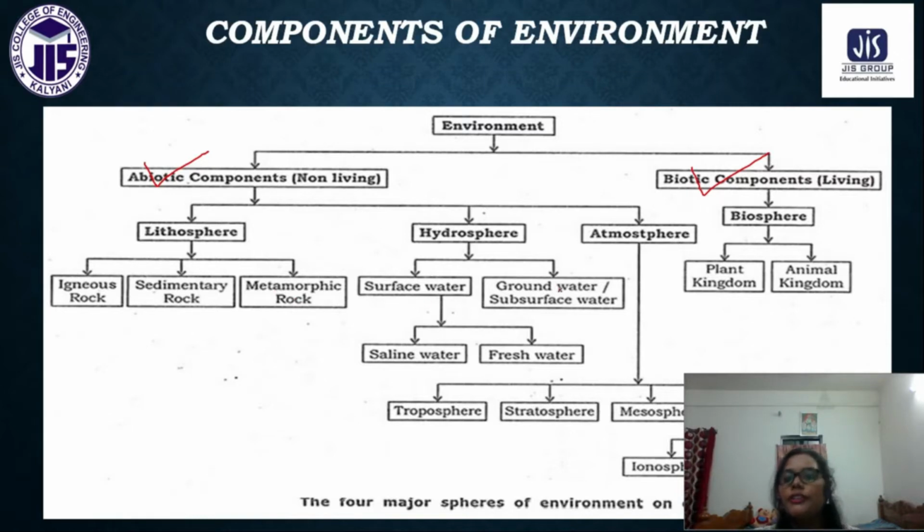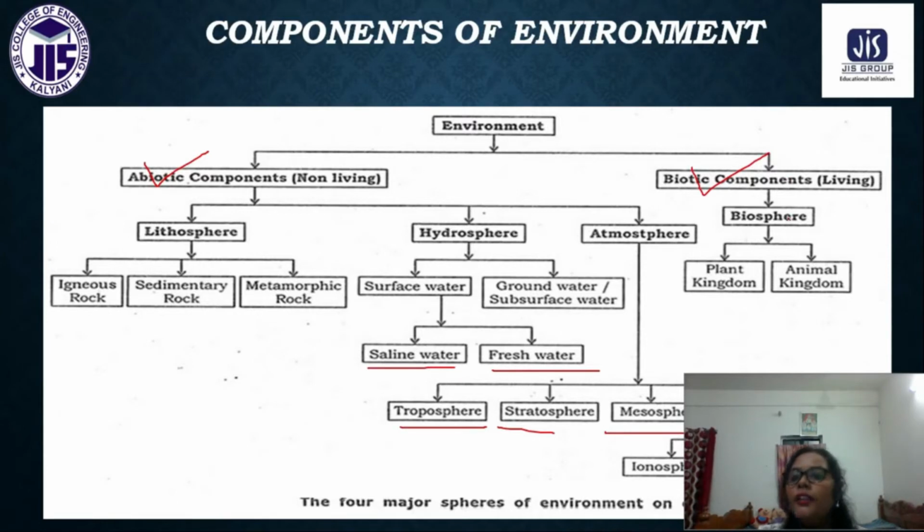Hydrosphere has surface water and groundwater. Again, the surface water is of two types: saline water and fresh water. Next, the atmosphere, which we can divide into troposphere, stratosphere, mesosphere and thermosphere. And thermosphere is of two types: ionosphere and exosphere.